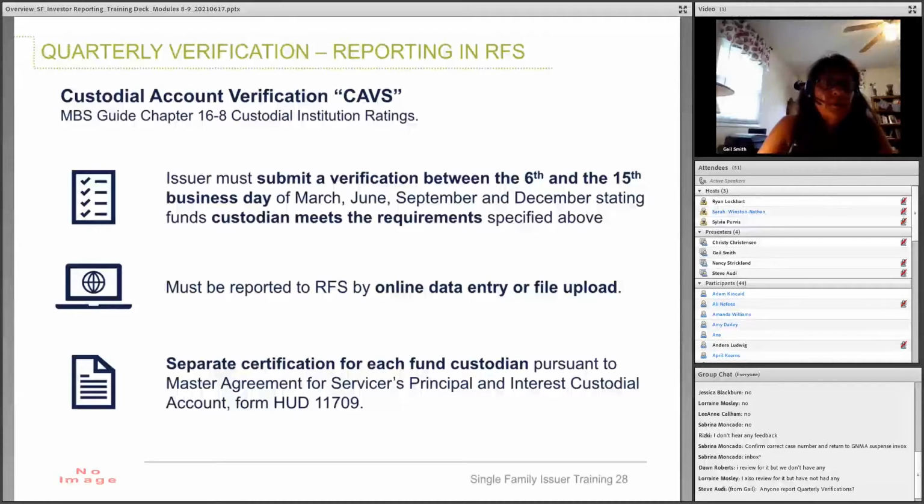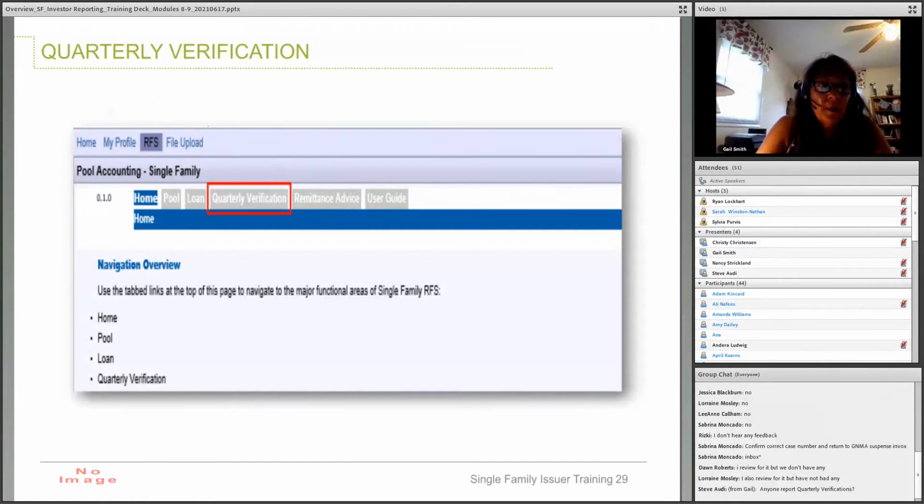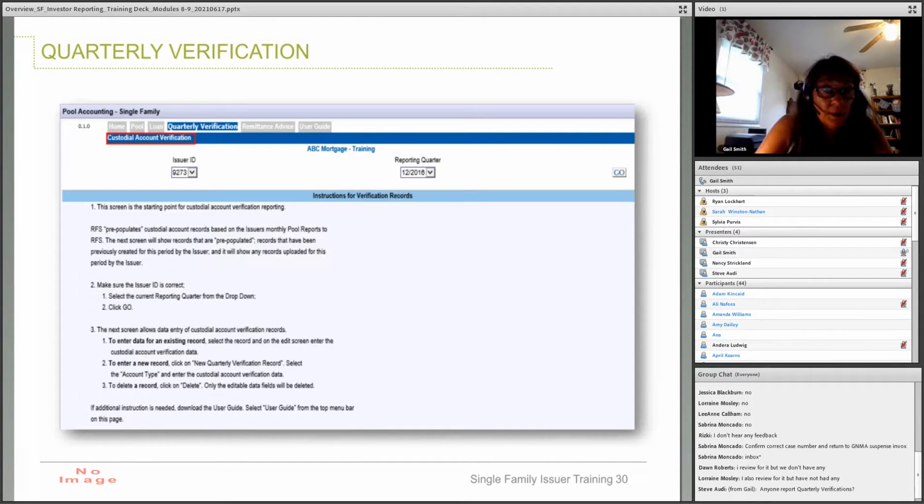Again, you would go into the RFS system. You would select in your drop-down menu, Pool Accounting, Single Family, and then inside that you will see a gray tab, which is highlighted in red or boxed in red, and it says Quarterly Verification. The next screen will take you to the quarterly verification screen, and it gives you great detail on how to update and enter your quarterly verification data.